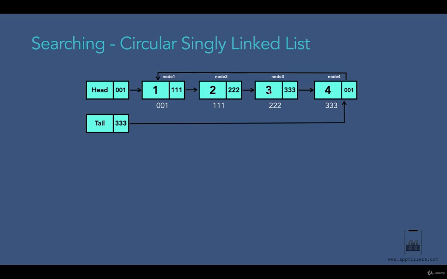Now, let's say we want to search for a value of 3. In this case we start from the first node and check whether this is the value that we are looking for or not. In the first node we have a value of 1, so we need to continue to the next node. We traverse to the next node, and one more time we check whether this node's value is equal to 3 or not.